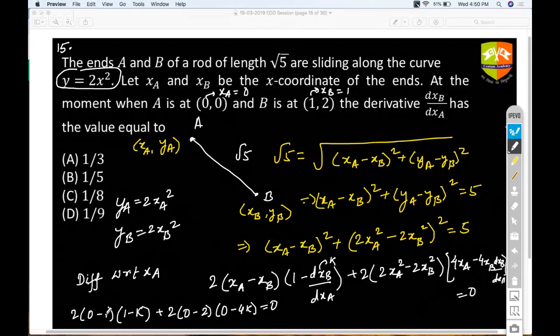So if you simplify this, it will give me 2k minus 2 minus 16k is equal to 0. That means 18k is equal to 2. So k is going to be 1 by 9. That means dXB by dXA is going to be 1 by 9. So option number D becomes the right option, and the first one to answer this was Amok.